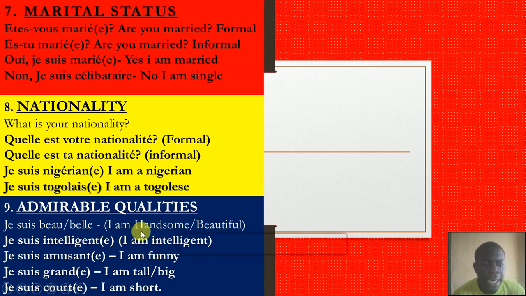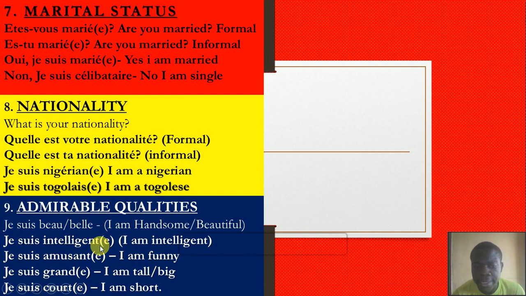Meaning I am handsome. If you want to say I am beautiful, how do you say that? Je suis belle. I am beautiful. If you want to say I am intelligent, how do you say that for a boy? You say je suis intelligent.